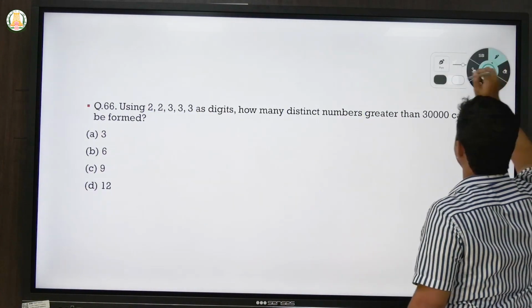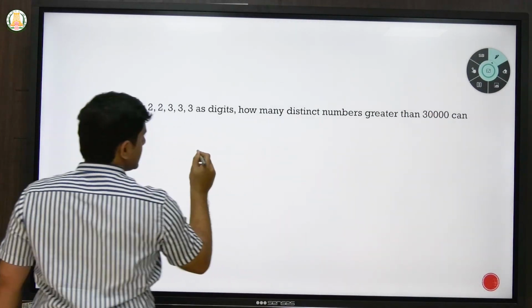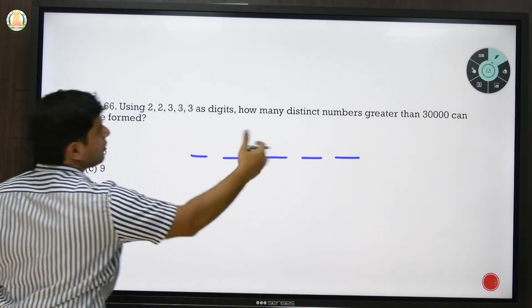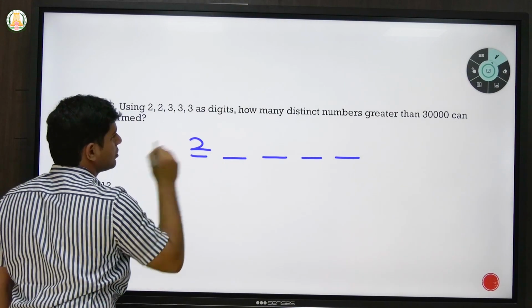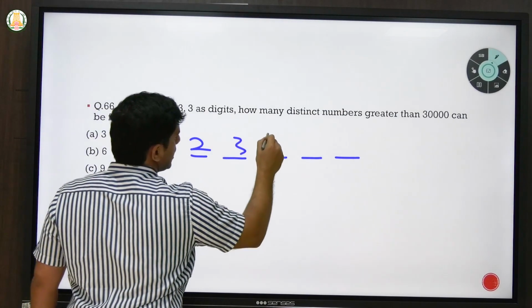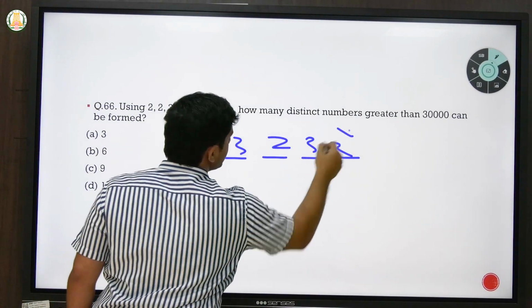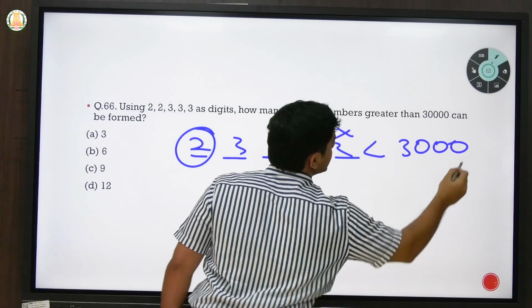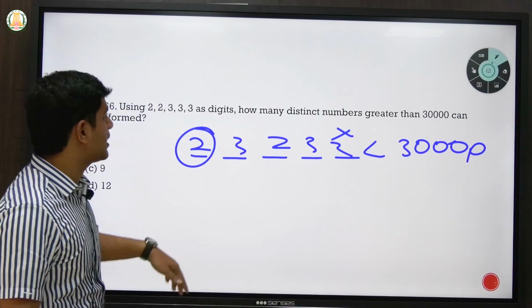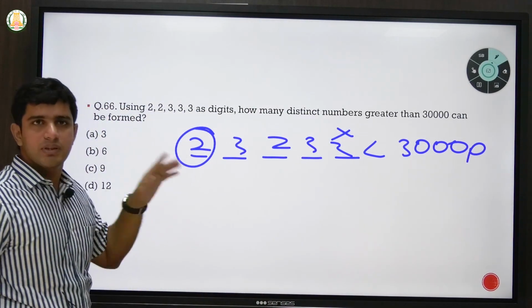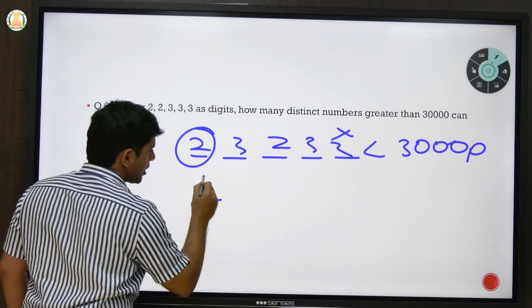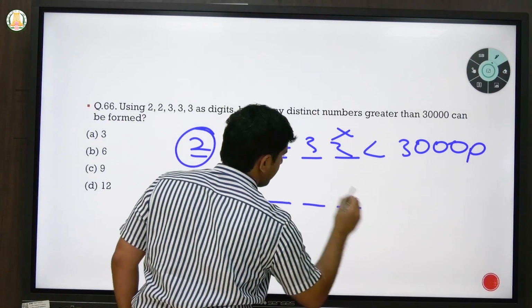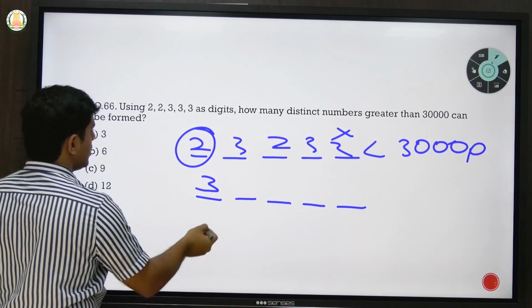So can any number start with 2 here? Let's say this is the 5-digit number. You have to plug these digits in this and form different ways. If I start with 2, whatever I put after it will always be less than 30,000, because it is starting with 2. That means my initial condition itself should be that it should start with 3. So the first number should itself be 3. It can't be 2. Now you have 4 numbers, and you have to plug.